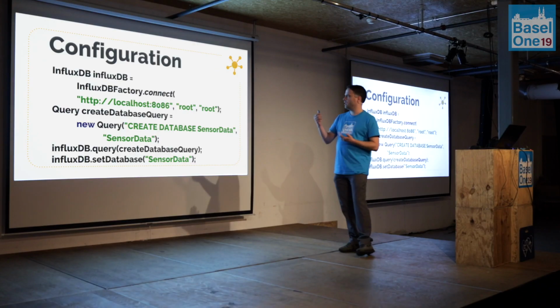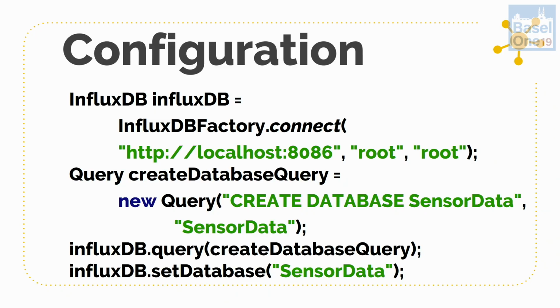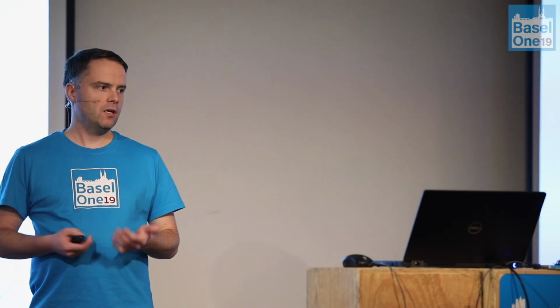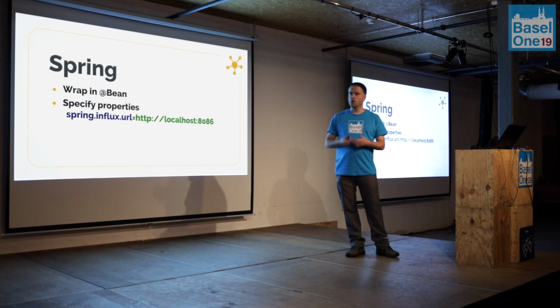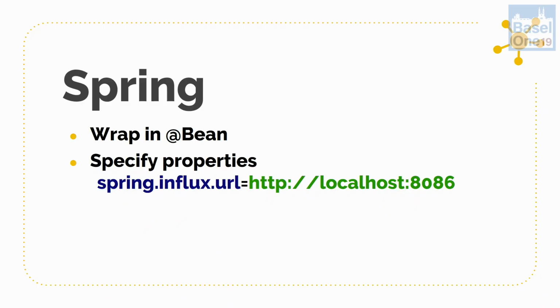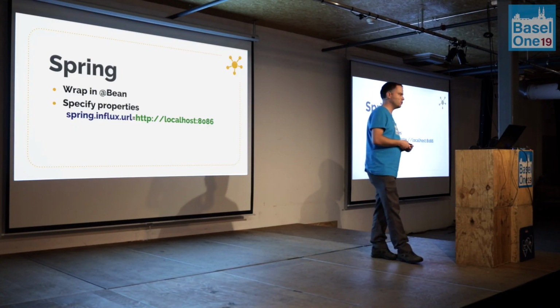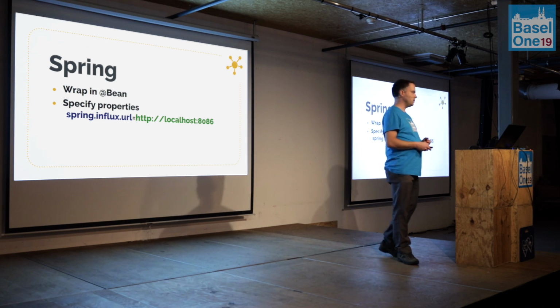To set it up, it's relatively easy. First, we create an InfluxDB instance. We specify where InfluxDB is living at the moment. We create a database to store the data, and then we say that we want to use that database. And then we've got it set up. If we would do it in Spring, we could wrap this in, for instance, an add bean annotation, or we could specify the properties in a property file to make it a bit nicer. But it's relatively easy to set up.